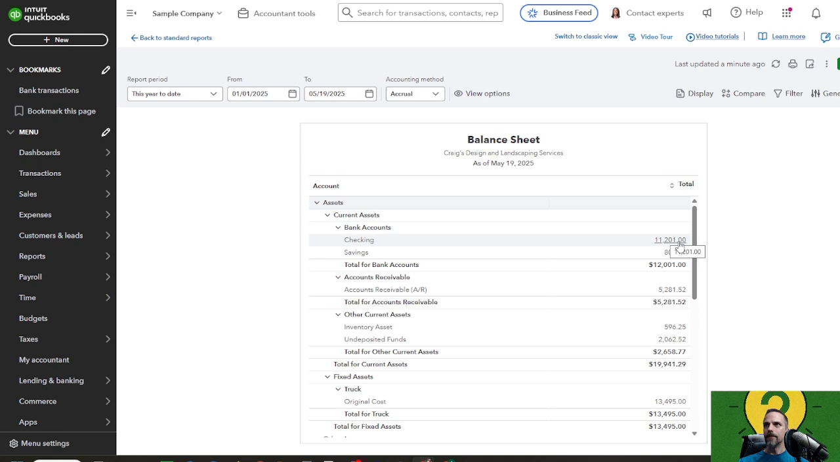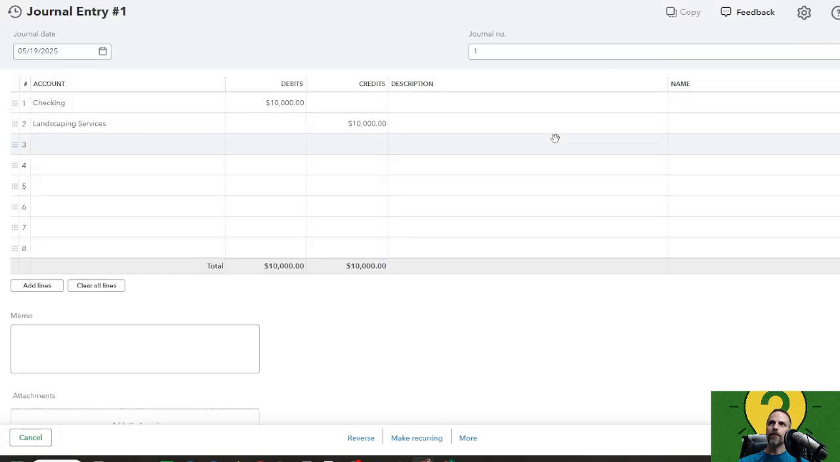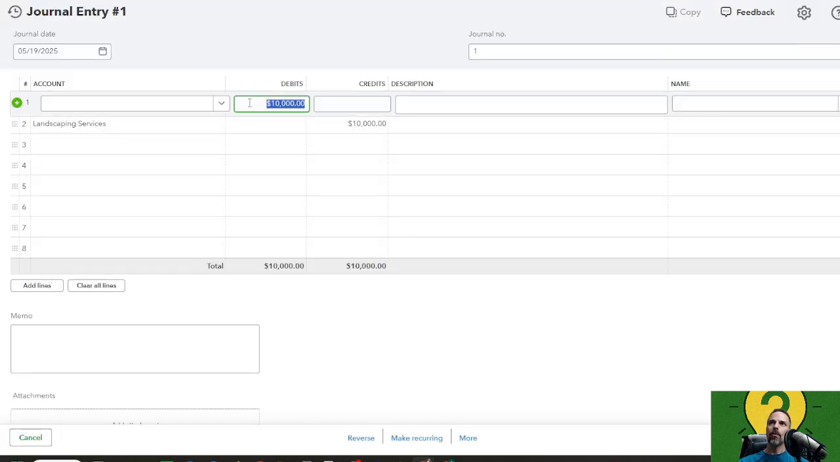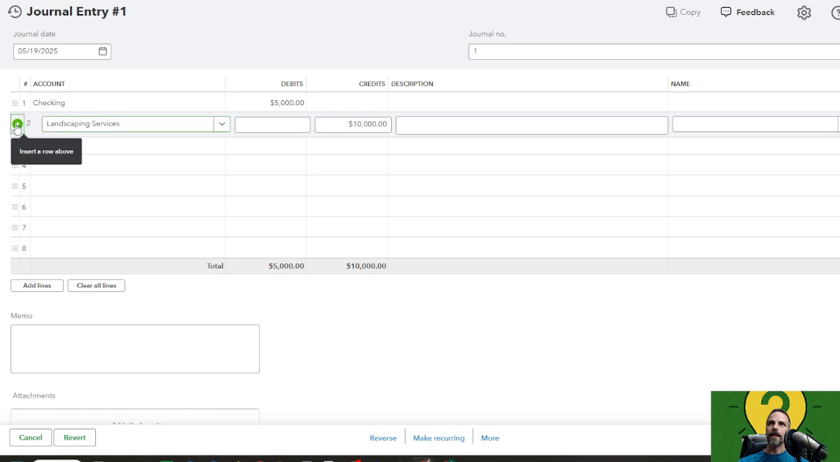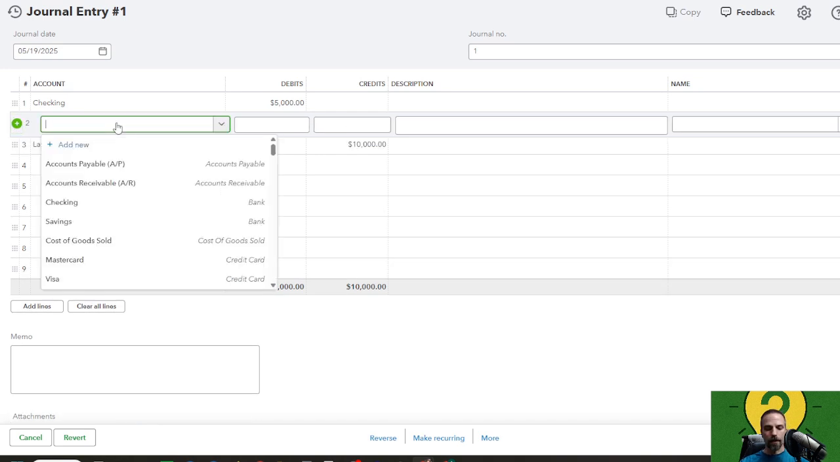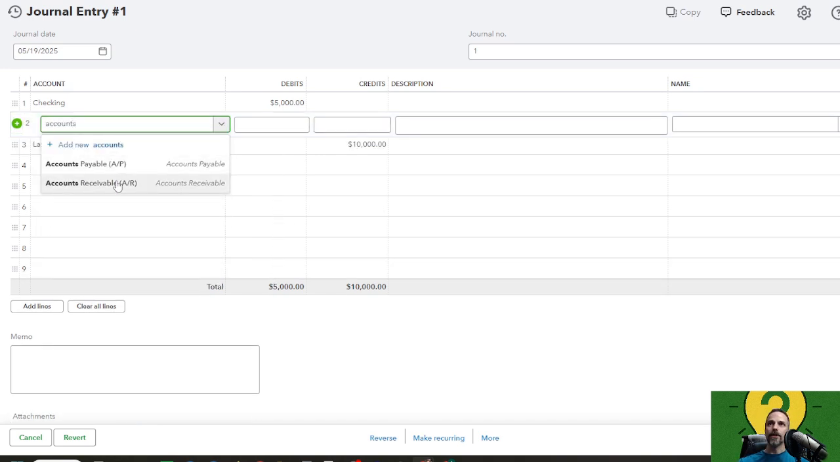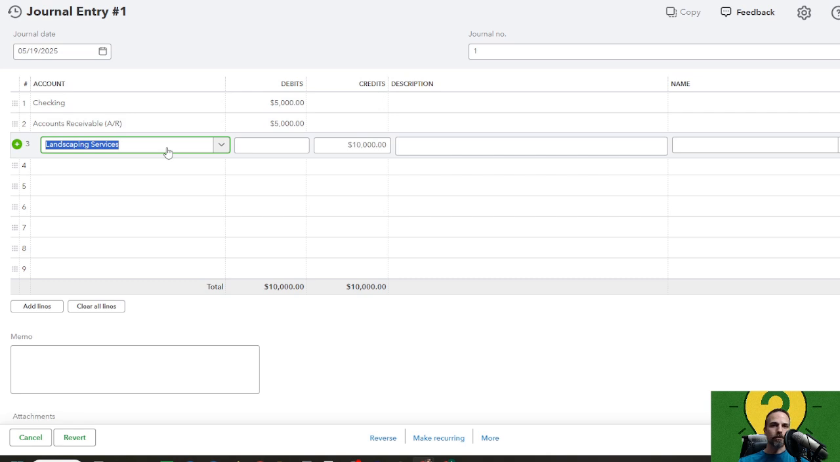So don't think of it as actual cash as opposed to a credit card or a check, but just a cash account. And that's great and all. Okay, so 10,000 goes up on sales, 10,000 goes up on checking. But what if they paid half now? So we have $5,000 they paid now. And let's say they're going to pay half later. So that's going to go into the accounts receivable, another $5,000. Okay. Because now it's receivable from them.